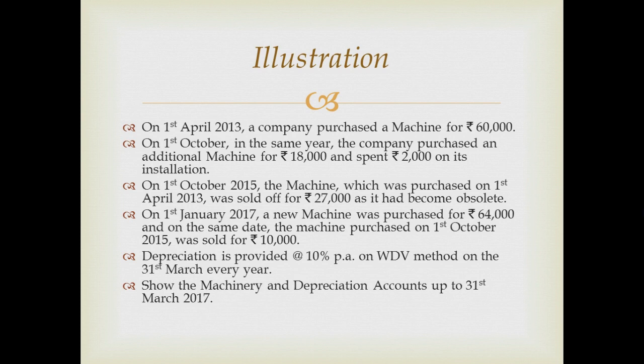On 1st January 2017, a new machine was purchased for Rs 64,000, and on the same date, the machine purchased on 1st October 2015 was sold for Rs 10,000. Depreciation is provided at the rate of 10% per annum on WDV method and on the 31st March every year. We need to show the machinery and depreciation accounts up to 31st March 2017.